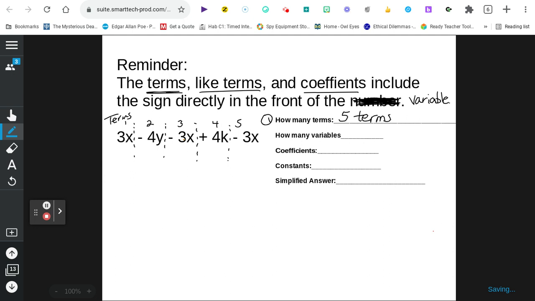How many different variables? Basically, when I say how many variables, how many different ones? Well, I see an X, I see a Y variable, and I see a K variable. So that's 3 different variables.